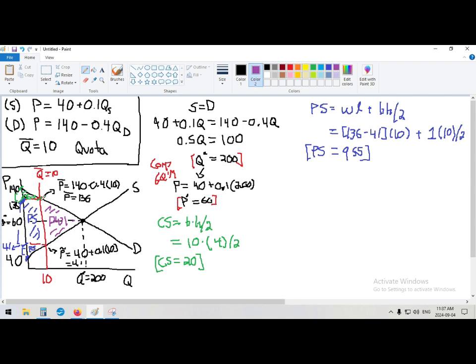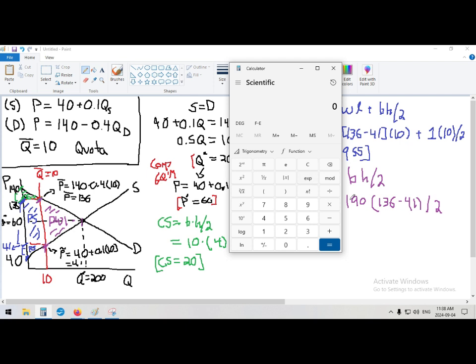And then for the last part, for deadweight loss, we have a triangle here. We got to go from this point to this point, we have that distance. And then we got to go from this point here to this point here to figure out that triangle. So base times height divided by 2. The base here is going from 200 to 10. That's going to be 190. And the height is going to be 136 to 41. And then divide by 2.